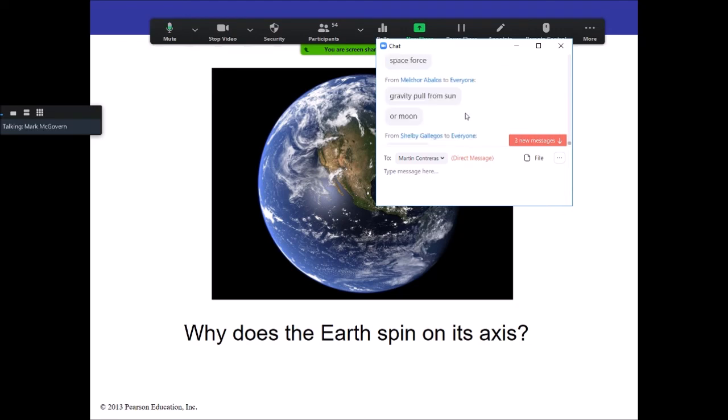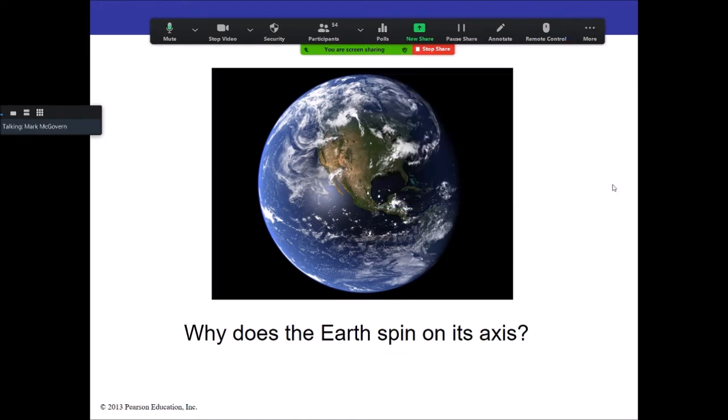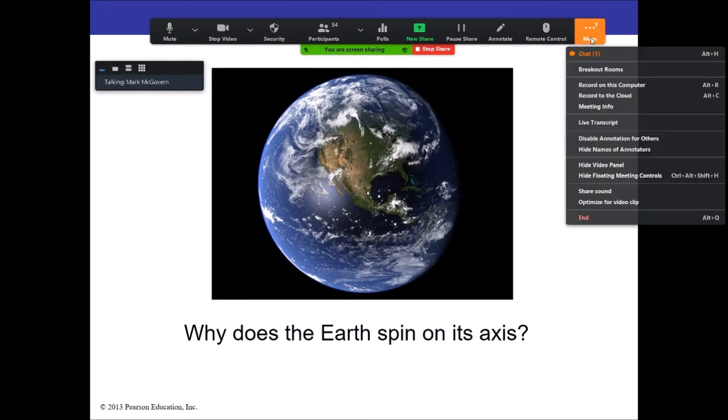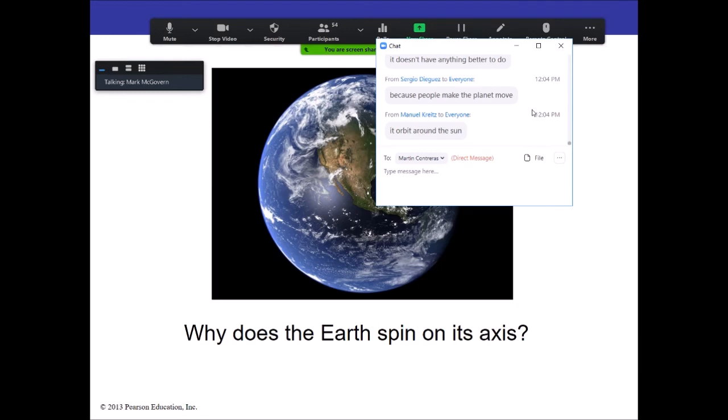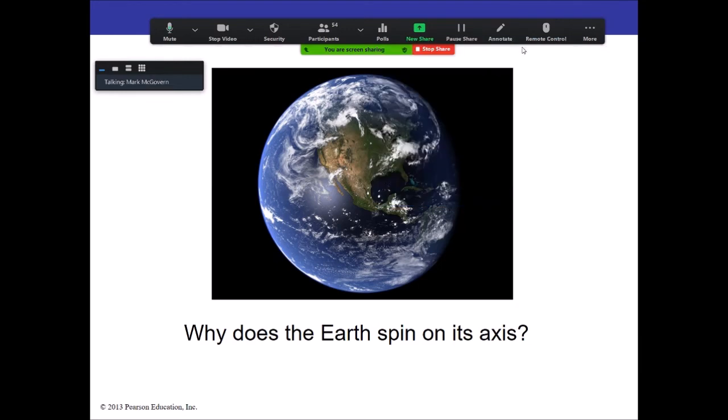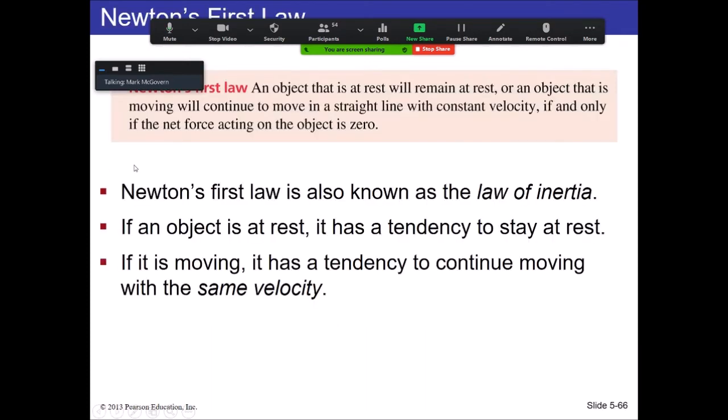Because it does. Guess what, people? That's it. Why does the Earth spin? Here's my official, fully accurate scientific response to that question. Because it does. Nope, not gravity. The Earth spins because it does. That is my official physics response to you. Now, what am I talking about here? Because it does. This is Newton's first law.